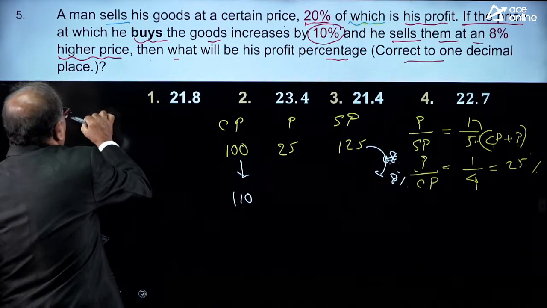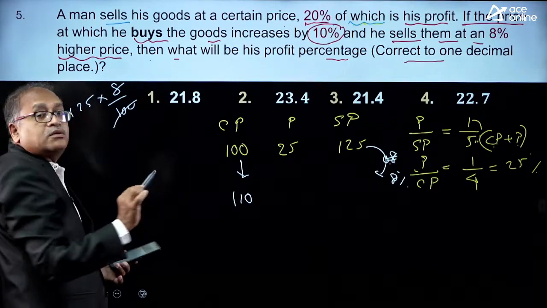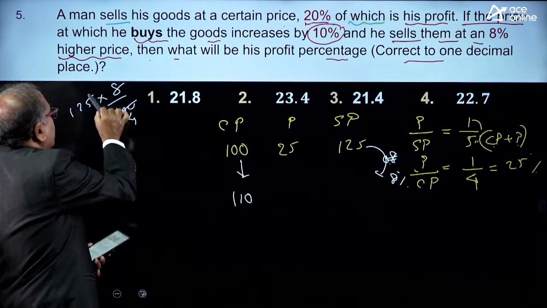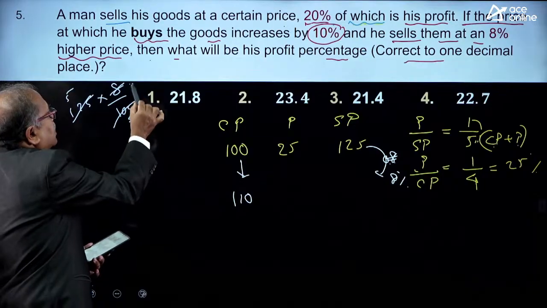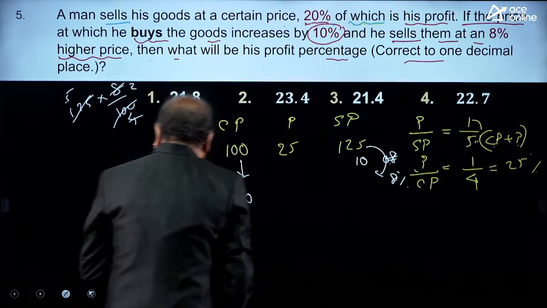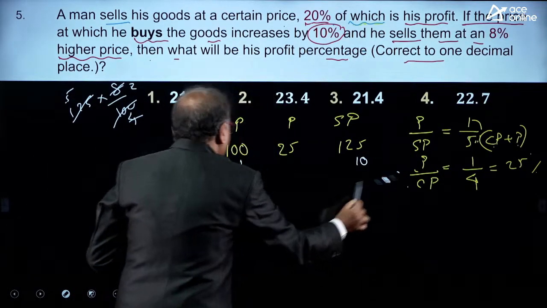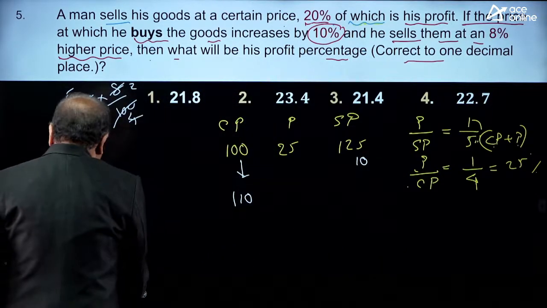Am I right? 125 into 8 by 100, with 25 4 times, with 25 5 times, and it gets cancelled 2 times. 4 into 2, that is 10. So, it increases by 10. Let me take it out. It increases by 10. Then what happens is your selling price.